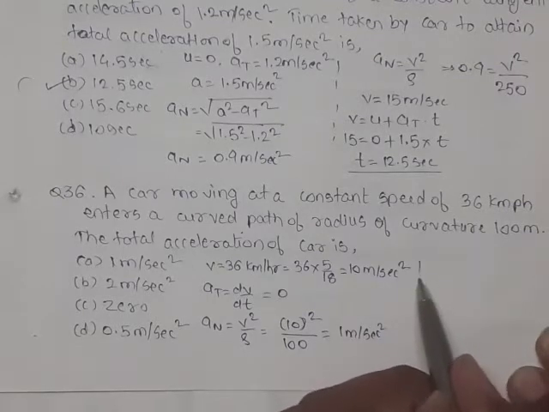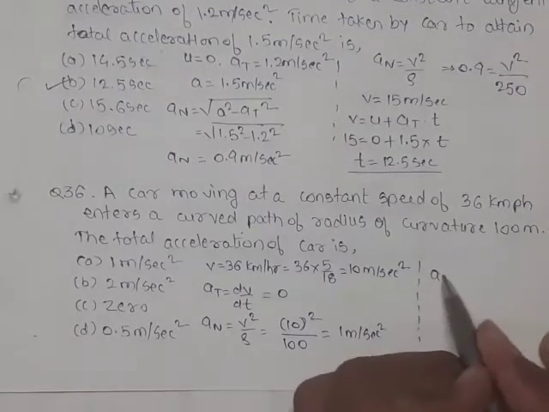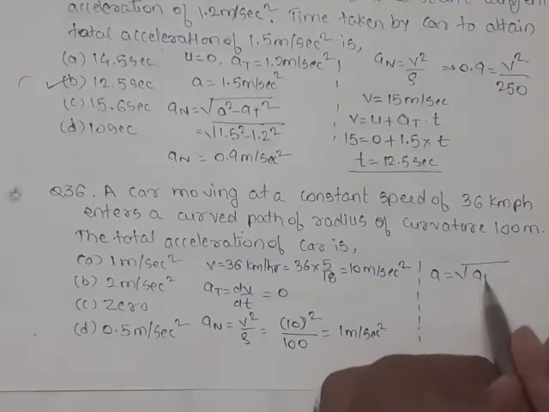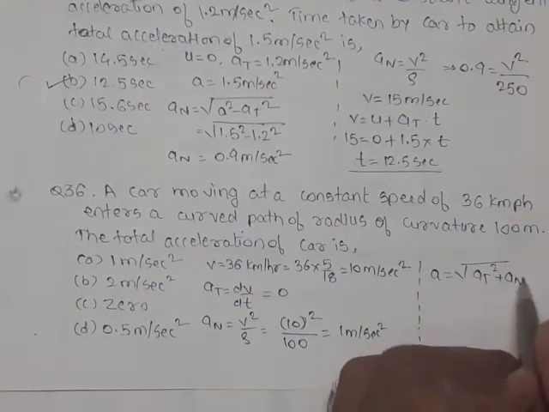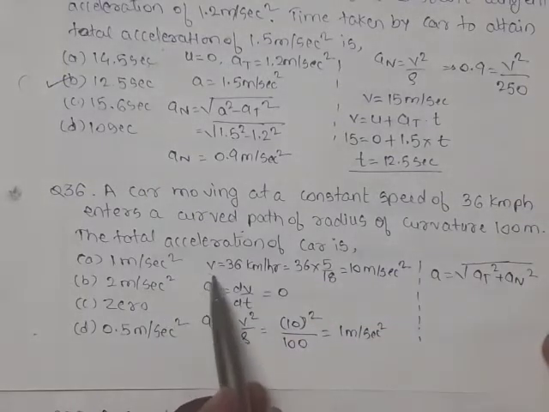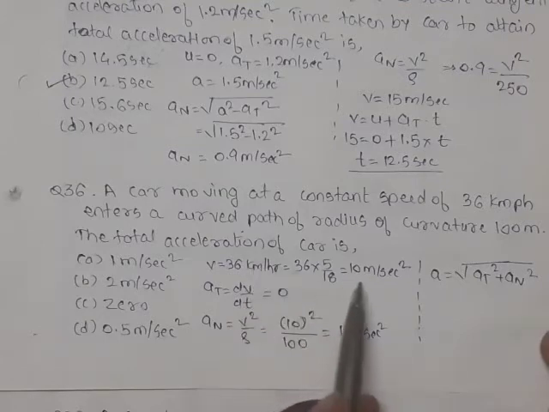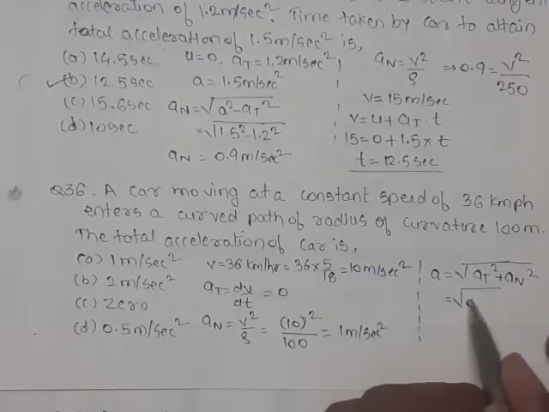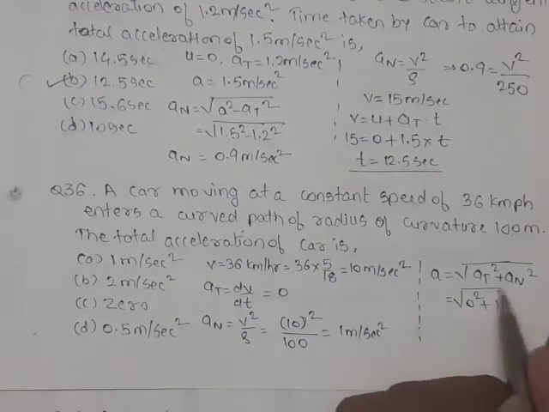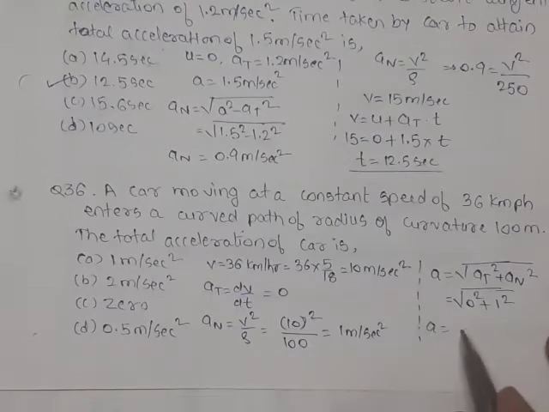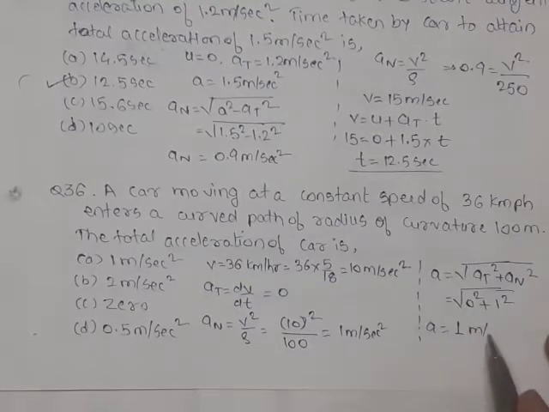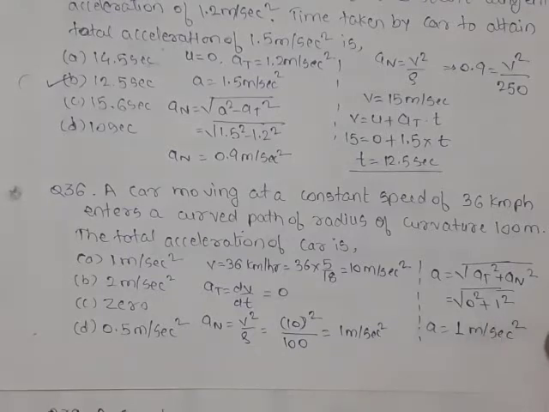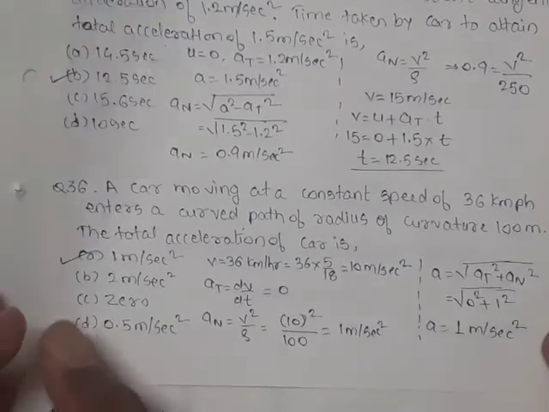Now we have to find the total acceleration. Total acceleration A is equal to under root a_t square plus a_n square. Already we have seen velocity is going to remain constant, which is 10 meter per second. So a_t, dv by dt, differentiating the constant value of velocity with time, will be equal to 0. So here the value of a_t is 0, and the value of a_n is 1 square. By solving this under root, we get the total acceleration A equal to 1 meter per second square. So for question 36, option A, 1 meter per second square is our answer.